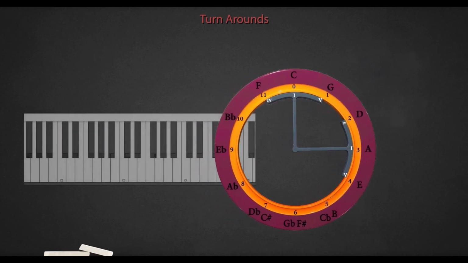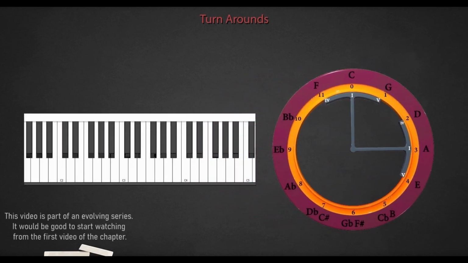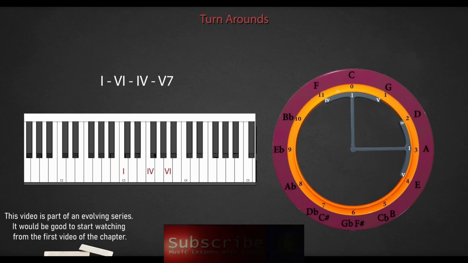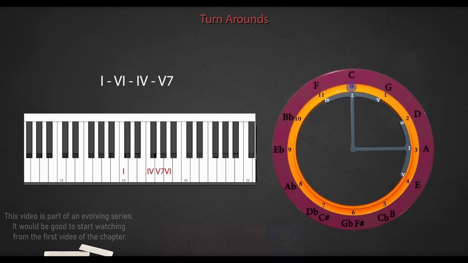Turnarounds are chord connections that are played repeatedly in a musical piece. Here you will realize what a huge subject we have started with the circle of fifths. One very common turnaround is the following: first, sixth, fourth, fifth with 7. Let's see the position on the circle: 0, 3, 11, 1. Let's hear the turnaround a few times.